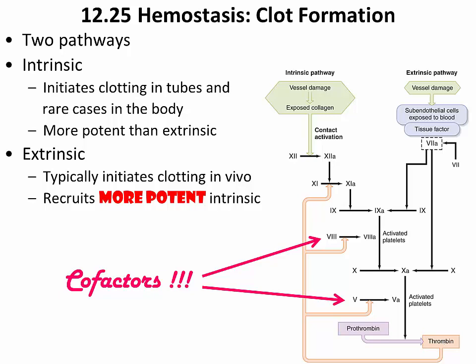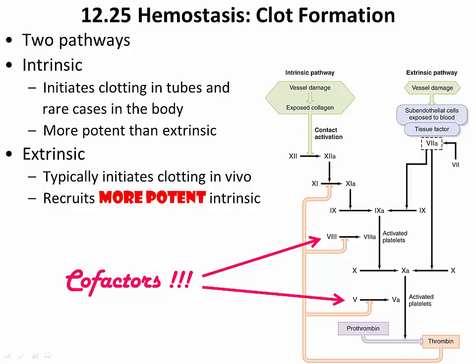Let's go next to the extrinsic pathway. In the extrinsic pathway, it's different because we have something coming from outside the blood that plays a role. We have vessel damage, we have exposure to subendothelial cells. We have subendothelial cells that are exposed to the plasma, and those subendothelial cells contain a protein called tissue factor. Tissue factor binds to factor 7, activating factor 7 and turning it into factor 7A. 7A is then going to do two things. It goes down and, just like we saw in the intrinsic pathway, activates factor 9 to 9A, and it actually directly activates 10, turning it into 10A. And so that, of course, gets us back to the activation of prothrombin to thrombin.